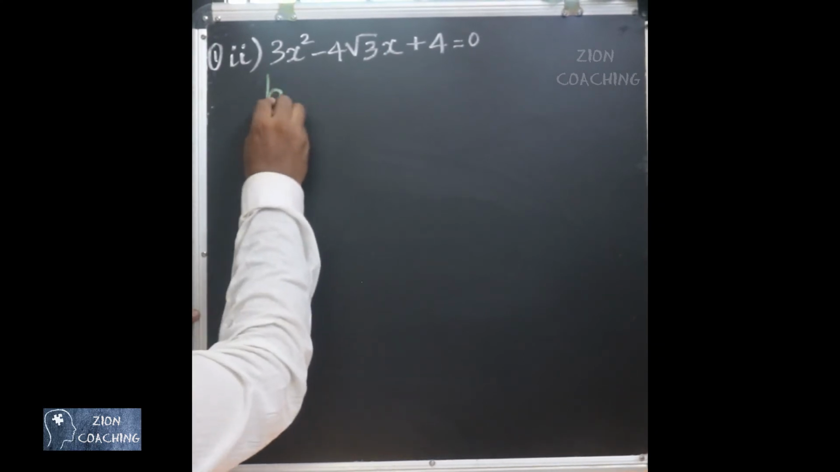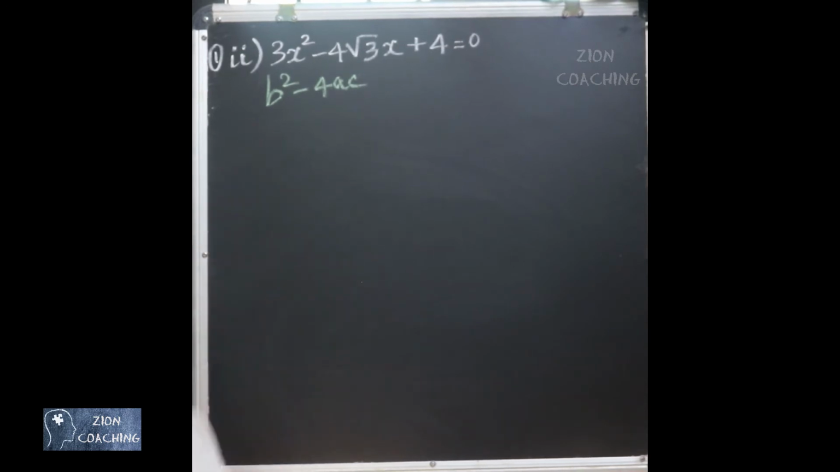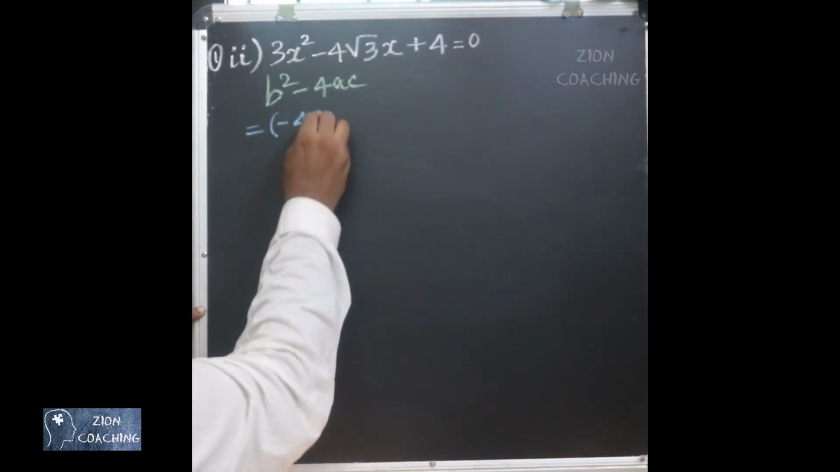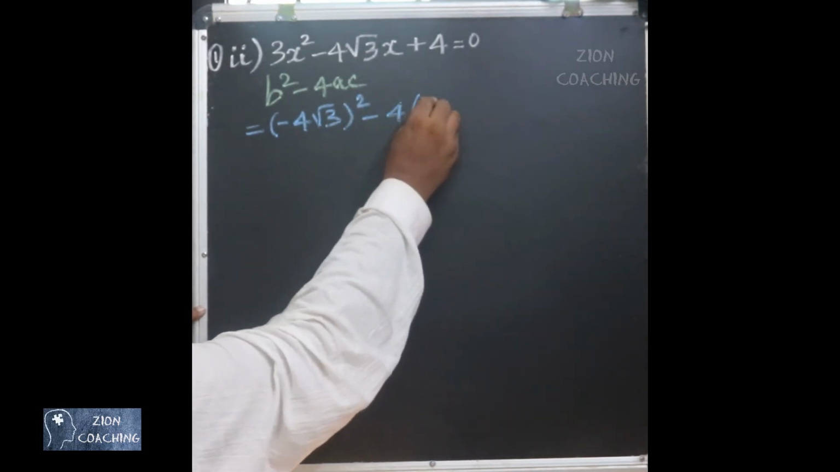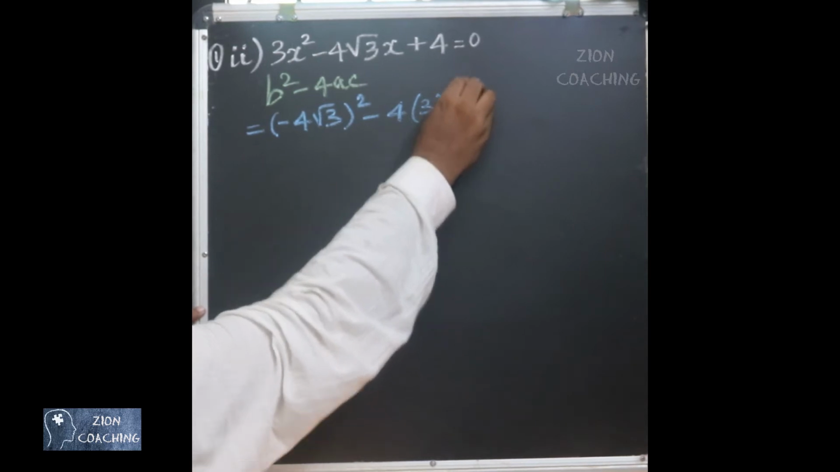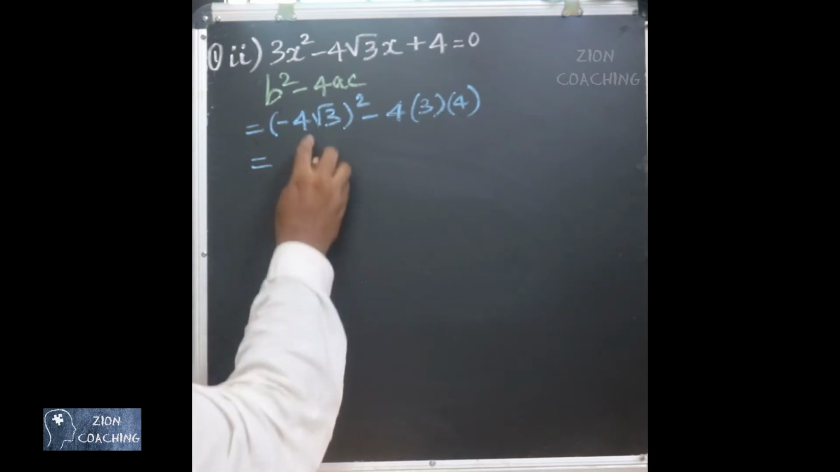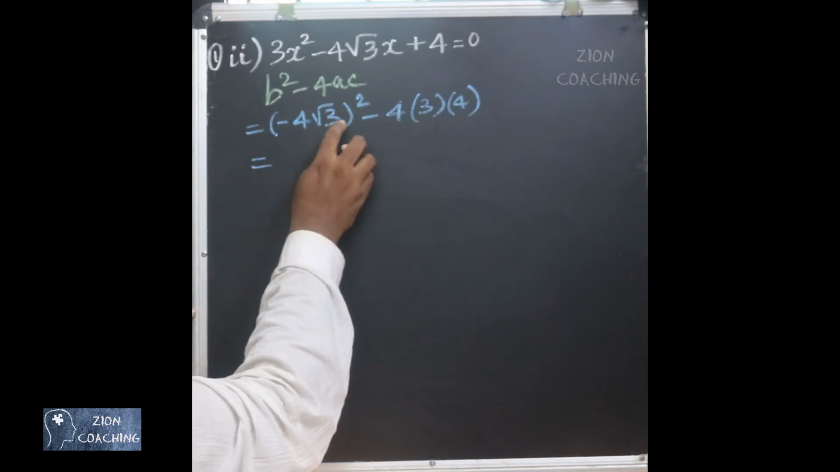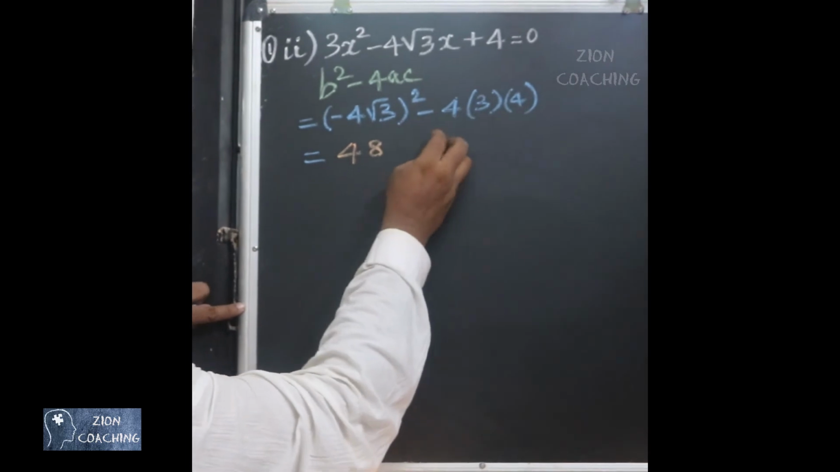We are going to find the discriminant value b squared minus 4ac. Substituting the values, we will get b value is minus 4 root 3 the whole square minus 4 into your a value is 3, c value is 4. That is, you will get minus into minus will become plus. 4 squared is 16, root 3 squared is 3. So 16 into 3 is 48. 4 4s are 16 into 3 is 48.